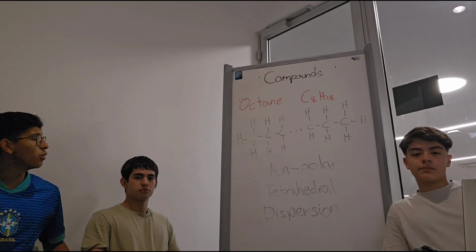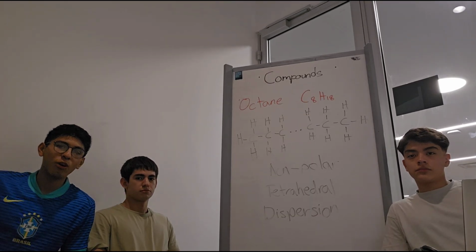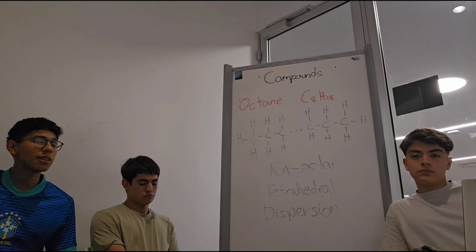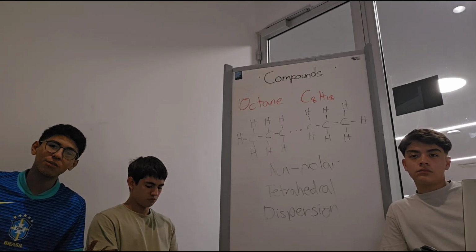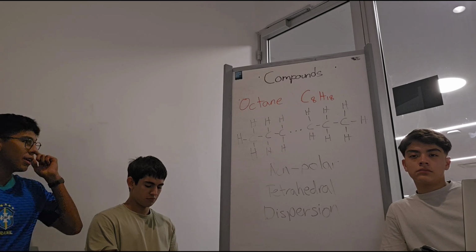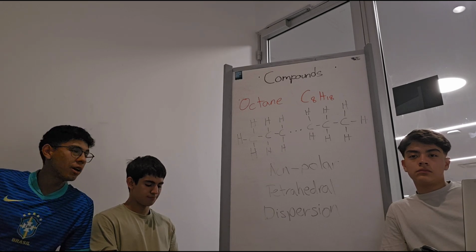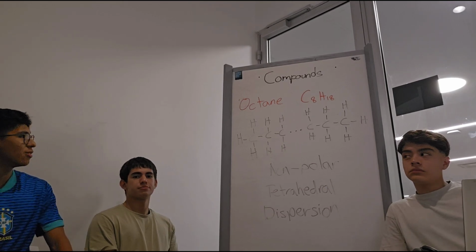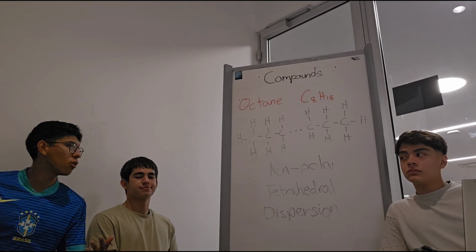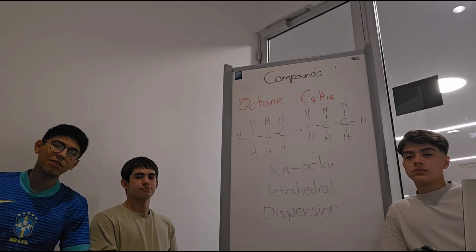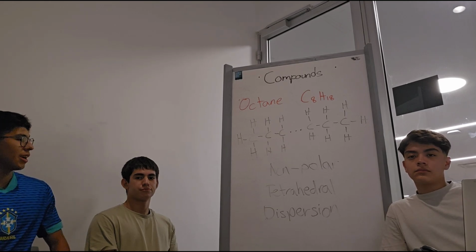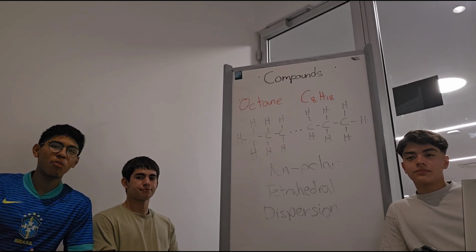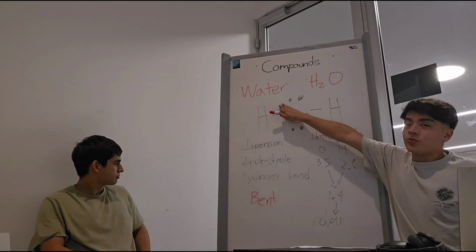The next molecule is octane. Octane is made out of 8 atoms of carbon and 18 atoms of hydrogen. It is a non-polar molecule and it has a tetrahedral geometry. It is non-polar because all of the hydrogens cancel out, and it experiences dispersion forces because it is a non-polar molecule.